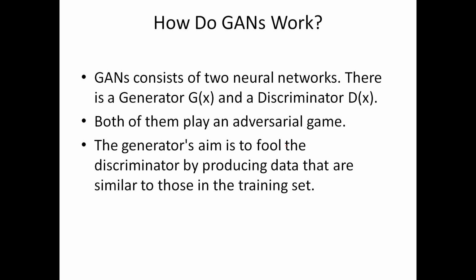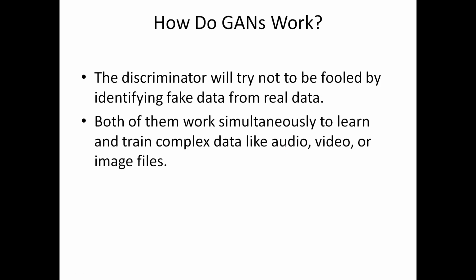Here the aim of the generator is to fool the discriminator. It fools the discriminator by producing data that are similar to those in the training set. Similarly, the discriminator will try not to be fooled by identifying the fake data from the real data. Both of them work simultaneously to learn and train on complex data like audio, video or image files.